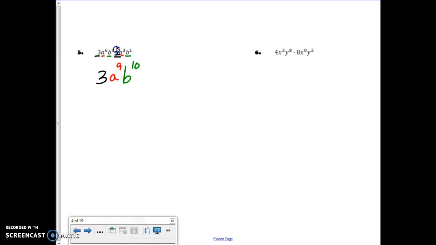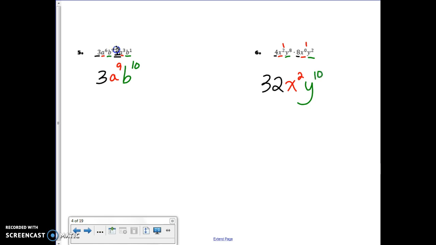Moving on to the last one. Same thing as example 5. So start with the numbers. We've got 4 and we have 8. 4 times 8 is 32. From there, let's move on to the x's. So I have an x squared and an x to the 0 power. Remember, x to the 0 power is 1. In this case, 2 plus 0 is 2. Last thing, let's deal with the y's. I have y to the 8th, y to the 2nd. 8 plus 2 is 10.